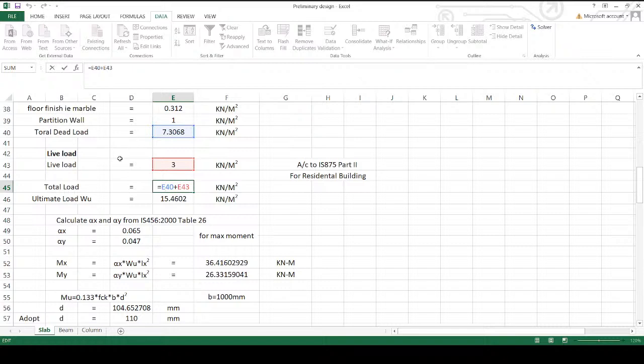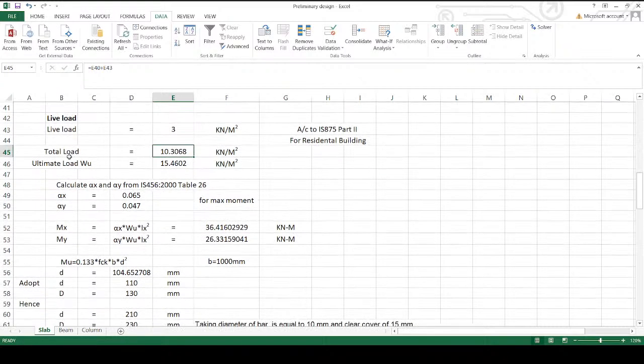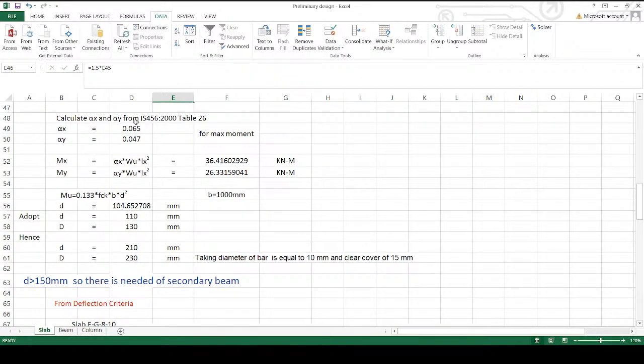6.8, that is dead load and live load. Ultimate load is 1.5 times this, and we calculate from the IS code table number 26, page number 91 of IS code 456:2000. Here you get alpha x and alpha y for the maximum moment of the interior panel, in the x direction and y direction, that is M = alpha x w by l x square and alpha y w by l x square.